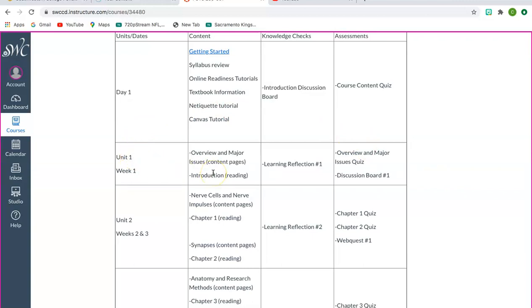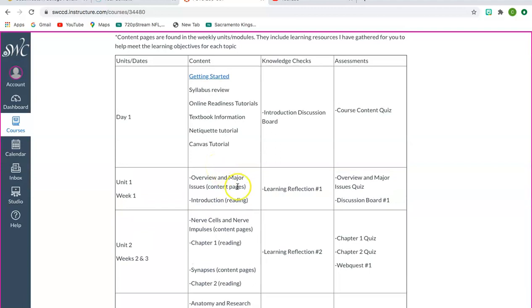All right, so in this course map, you will see how the content is going to be delivered with regard to the subject matter of the course, knowledge checks, which are small assignments to get you engaged with the material, and then the bigger assignments towards the end that are due towards the end of the unit.